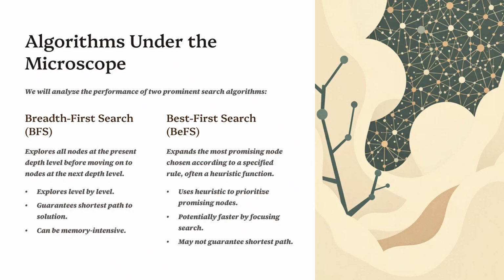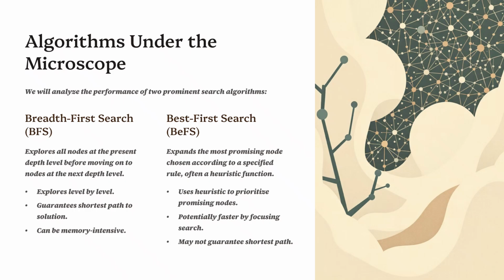Algorithms under the microscope. Now, we will be analyzing the performance of two prominent search algorithms. Before we analyze, let us understand how the algorithms work. First, breadth first search, BFS, a very famous, common search algorithm. It explores all the nodes at the present depth level before moving on to the nodes at the next depth level. It explores level by level, guarantees a shortest path to the solution, and can be memory intensive.